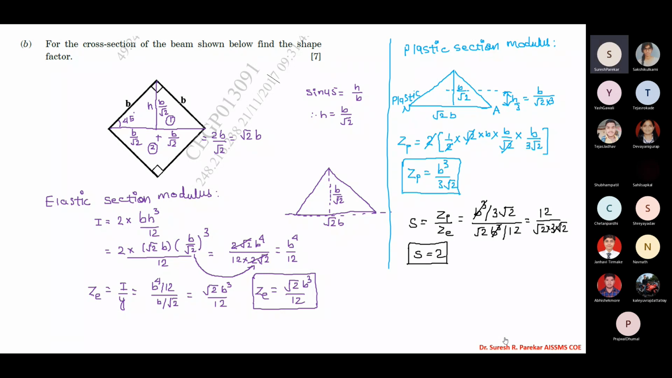So for a rectangular section, we have shape factor 1.5. For a circular section 1.7. For a diamond square section, we have 2. Done? Yes, sir. Yes.